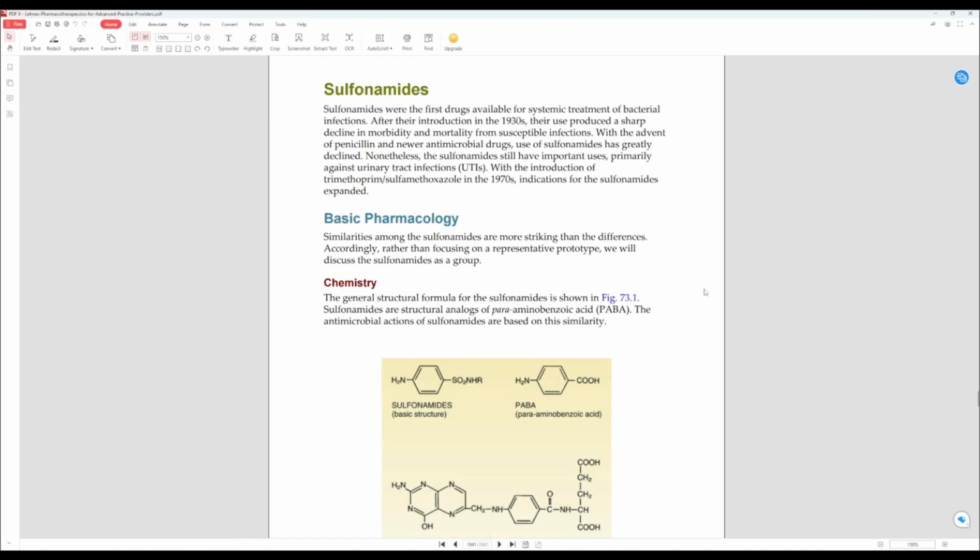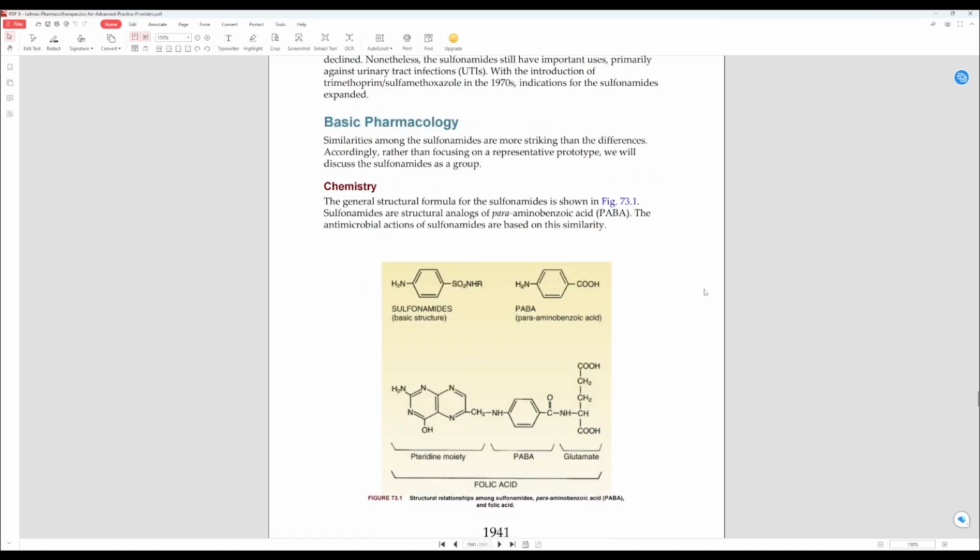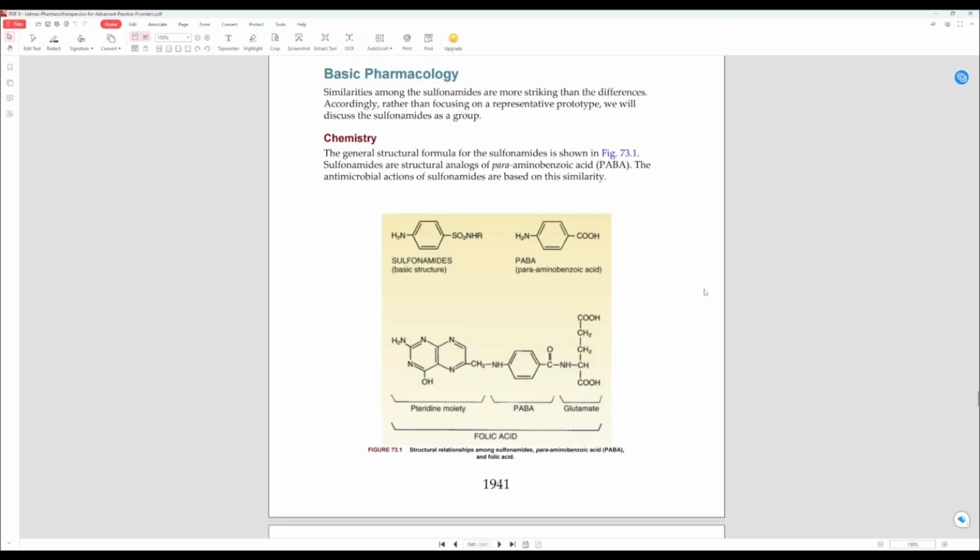So let's touch base on their basic pharmacology. Similarities among the sulfonamides are more striking than the differences. Accordingly, rather than focusing on representing a prototype, we will discuss sulfonamides as a group. So here we can take a quick peek at their chemistry. The general structural formula for sulfonamides is shown in the following figure.